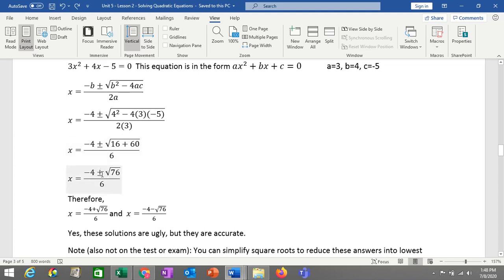And notice that there's a plus or minus here, which means that you actually have both. You have the plus and you have the minus. You have two answers. One of your answers is going to be with the plus, and one of your answers is going to be with the minus.